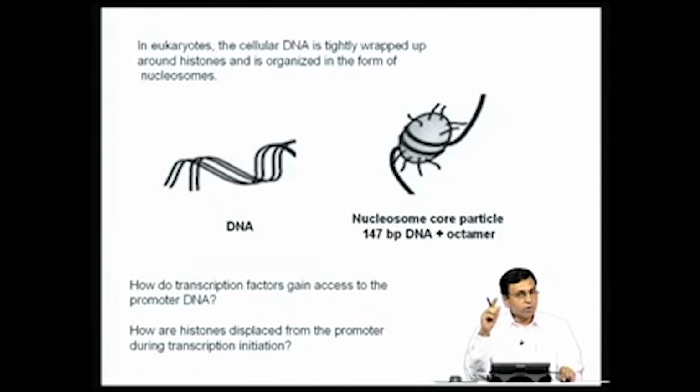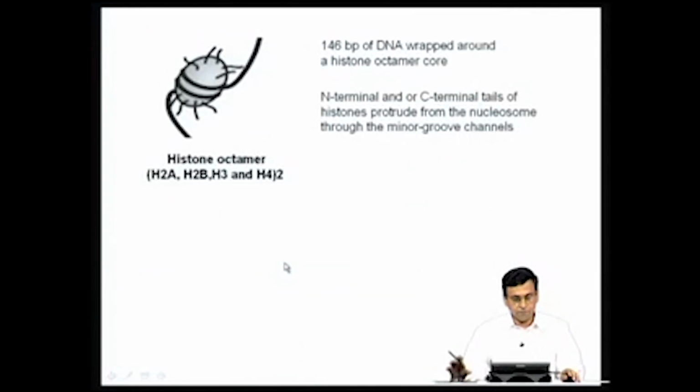So, this is what we are going to discuss next in the next few classes. How do these transcription factors displace histones from the promoter region so that the pre-initiation complex can be assembled and transcription initiation can take place? There is a very nice history, so I would like to take you through a very brief history of how chromatin got involved in gene regulation.